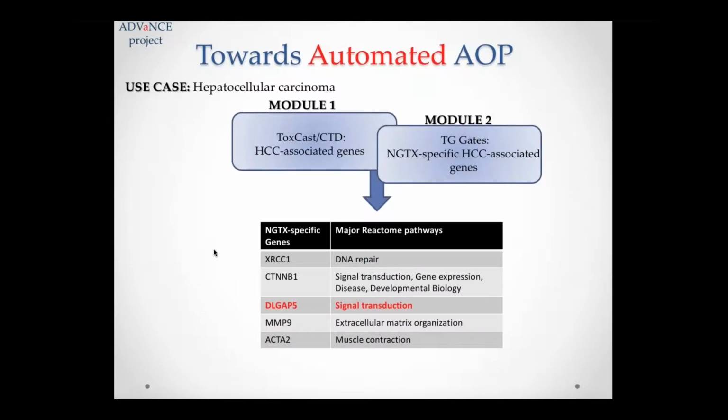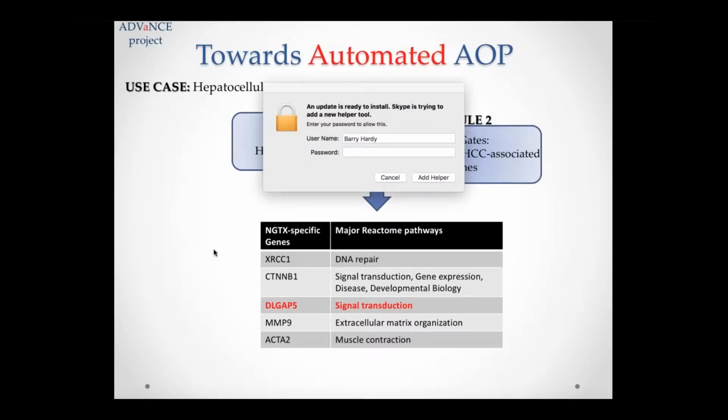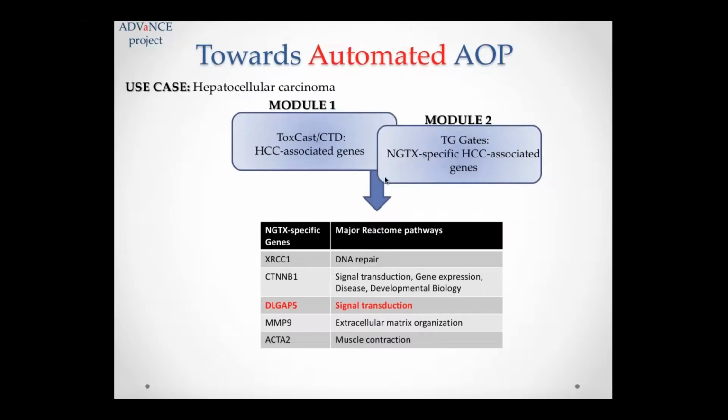So once we took the information coming from module 1 with information coming from module 2, we actually with module 2 applied the more specific part on non-genotoxic specific associated genes. So we came out with 5 genes of interest. If you just run a quest through Reactome, these are the official pathways in which these genes are involved, but this is quite general.